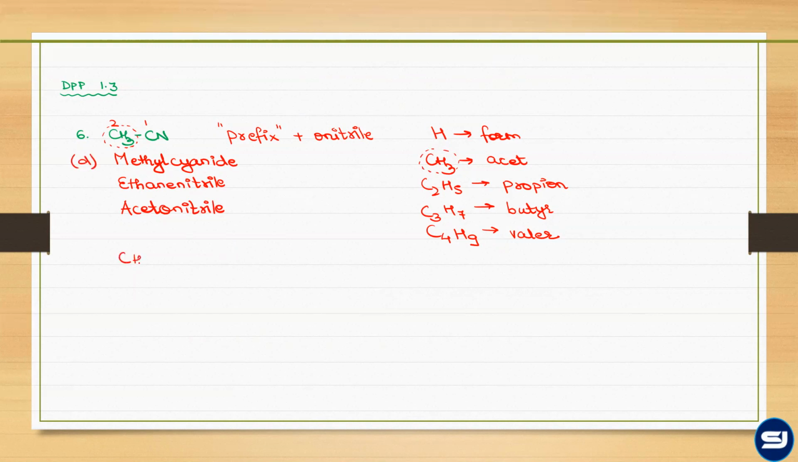Let me give one more example. If I have CH3, CH2, CH2, and CN. Common name.